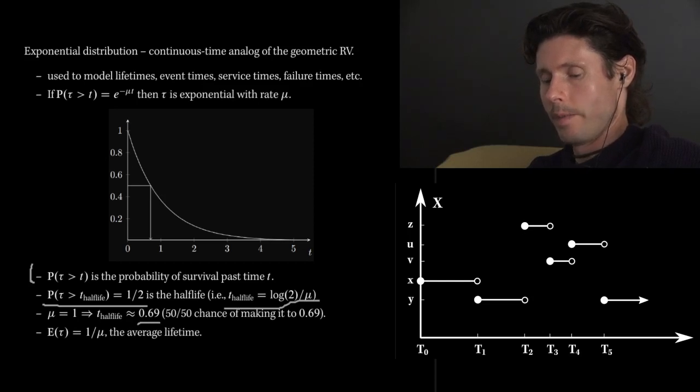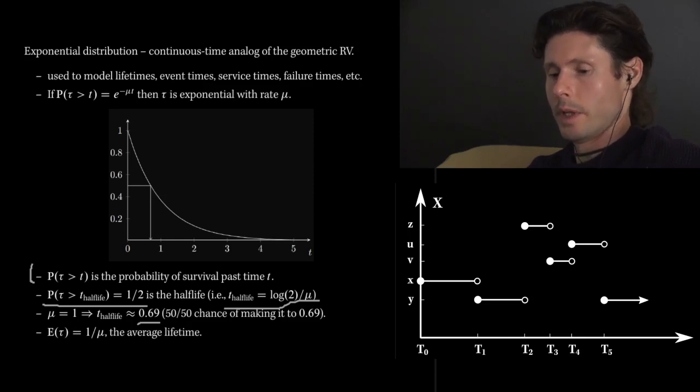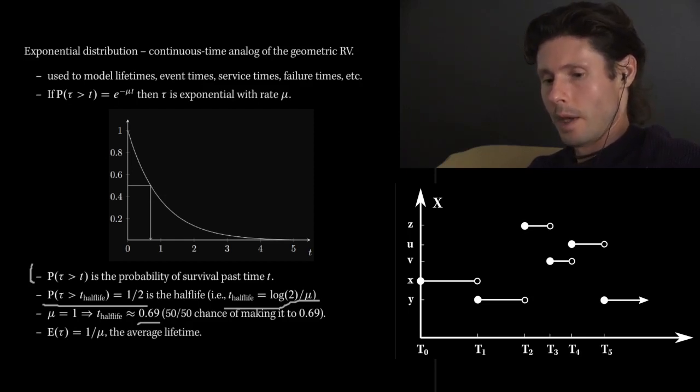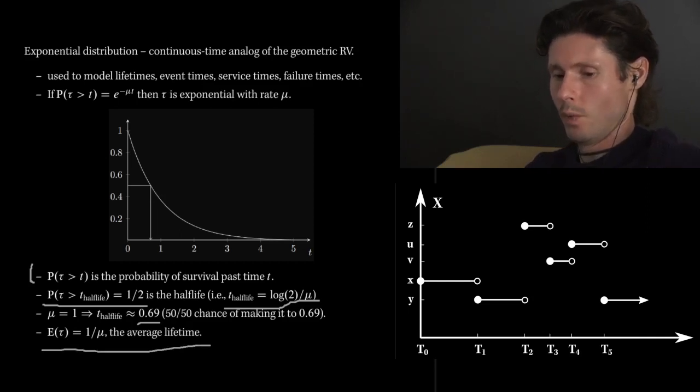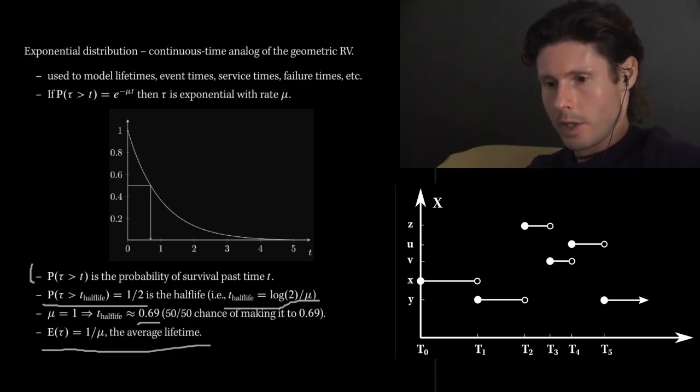So in other words, if you have a rate of mu equals 1, then there's a 50-50 chance of making it to time 0.69. And then, of course, on average, the average lifetime is always 1 over the rate. So it would be 1 in the case of a unit rate exponential. So that's the exponential random variable.